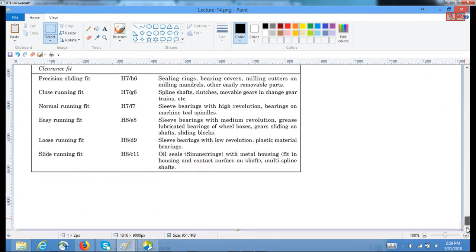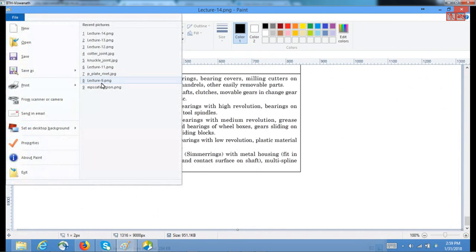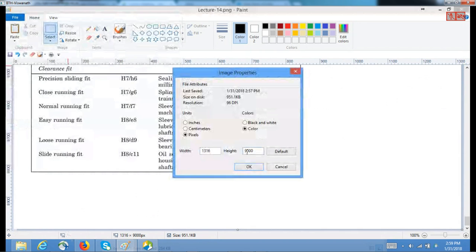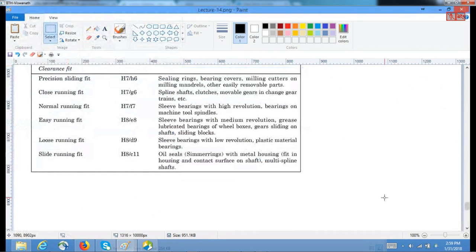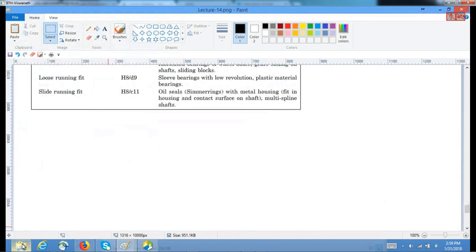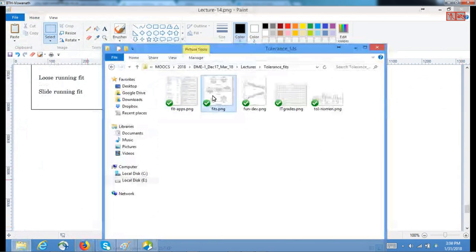but before, we will just have a look at different types of fits in pictorial form. What are the different types of fits with respect to the zero line. So just bear with me for another couple of minutes.